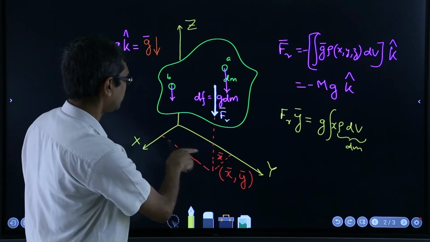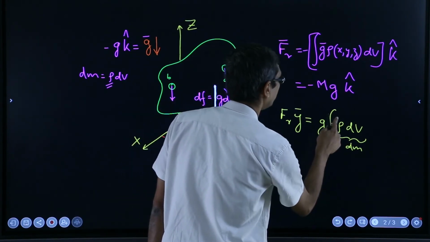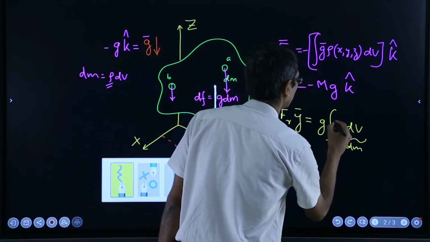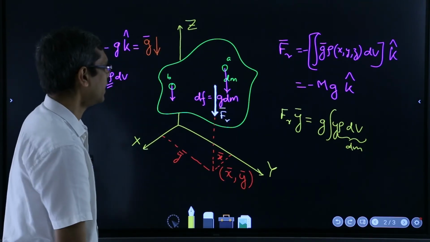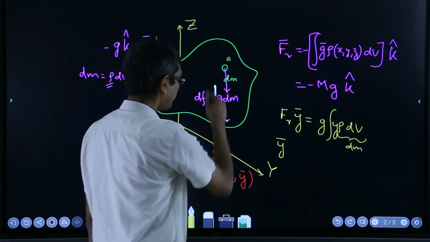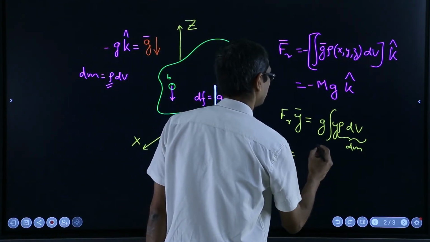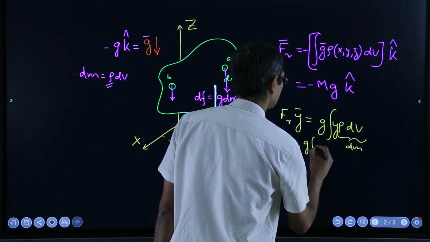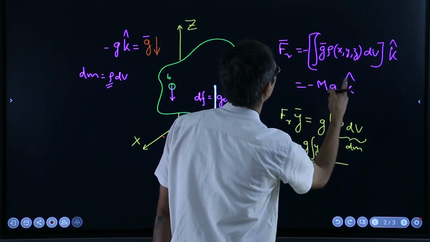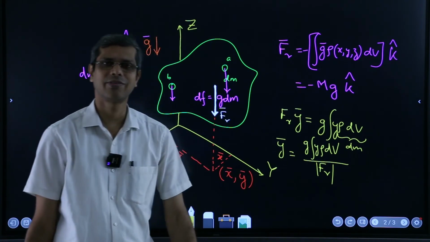And so what should be? Should it be x or y? Because we are taking the moment about this, so y coordinate, right? Sorry for that, so this is not the one. We should have y, right? So that means your y coordinate of this location where the line of action of Fr should pass will be given by g integral y rho dv over this Fr. Fr is nothing but this full thing. Is that fine?